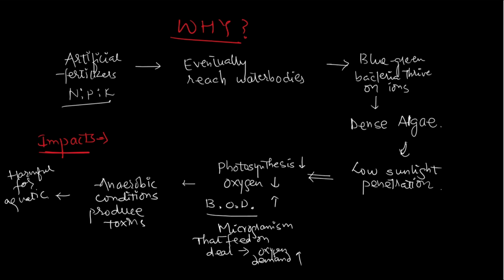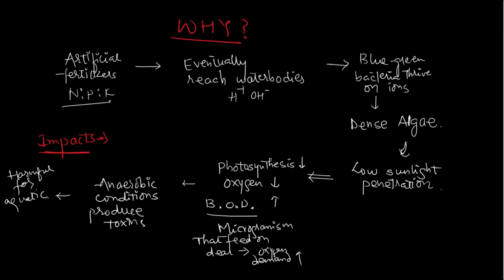Now the excess fertilizers, whatever is not used, eventually reach the water bodies, and there are blue green bacteria which thrive on the ions. When the excess NPK fertilizers reach the water bodies, their ions are found in the water due to the presence of H+ and OH- ions. As a result, the blue green bacteria thrive on the ions, and dense algae formation takes place.